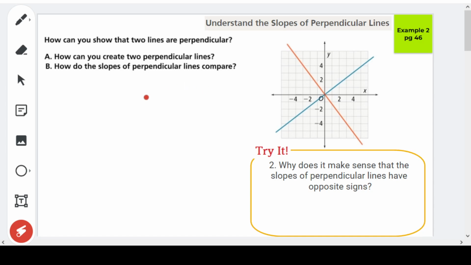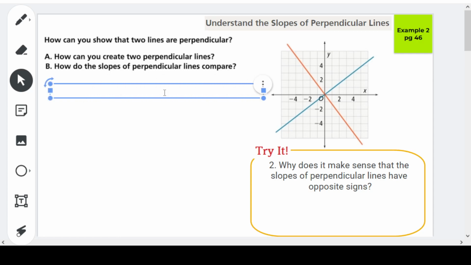Okay, so part B says, how do the slopes of perpendicular lines compare? Well, the answer to that, I'll even type it out because I have messy handwriting, which I'm sure you guys have learned by now, is that the slopes of perpendicular lines are opposite reciprocals.